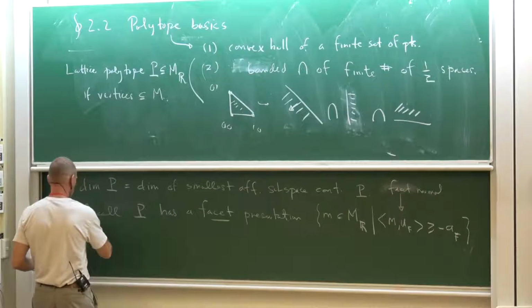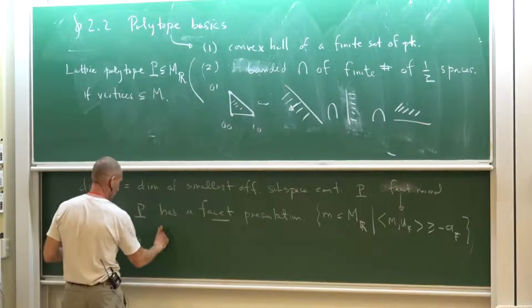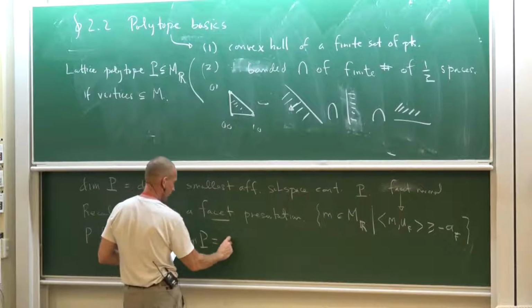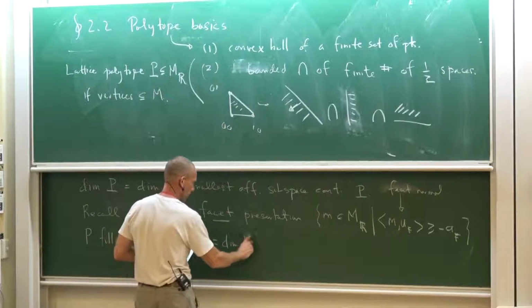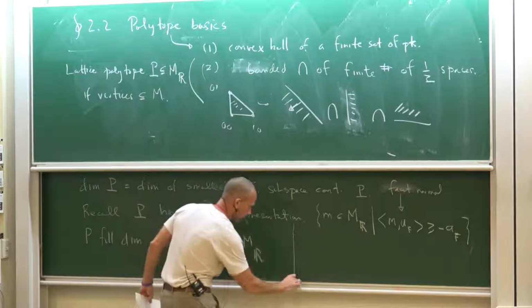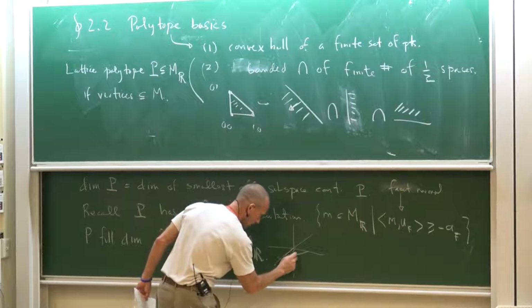And then we say that P is full dimensional if the dimension of P is equal to the dimension of my M_R. So an example of something that's not full dimensional would be something like we had this polytope, or David put up a polytope yesterday.